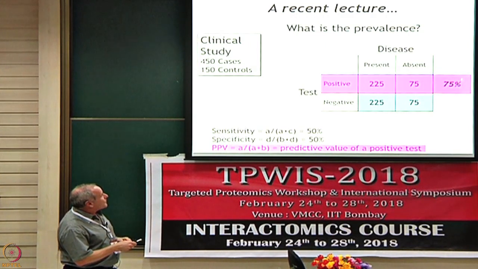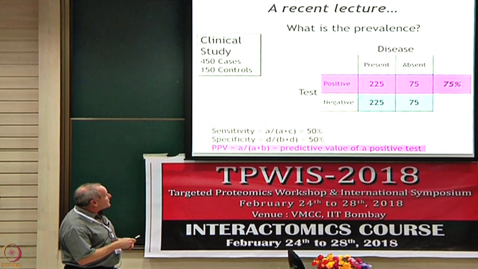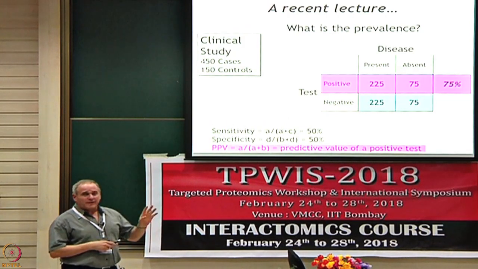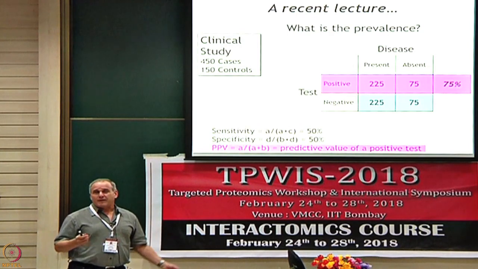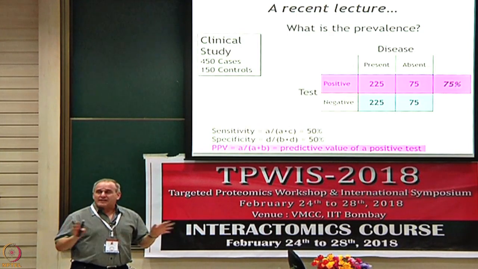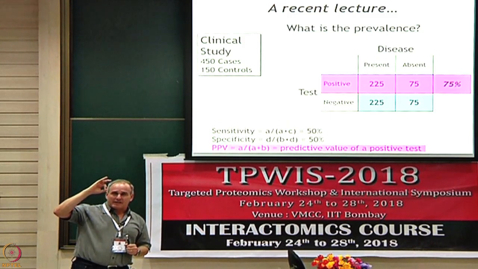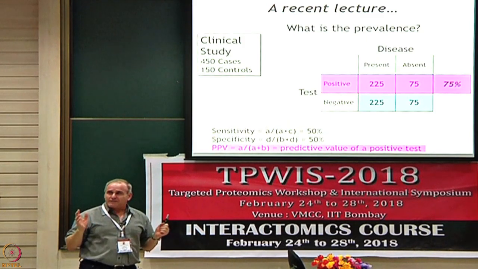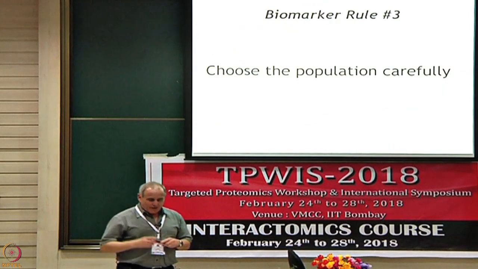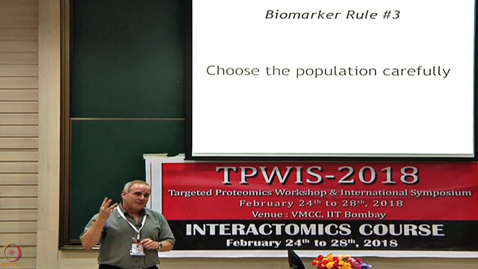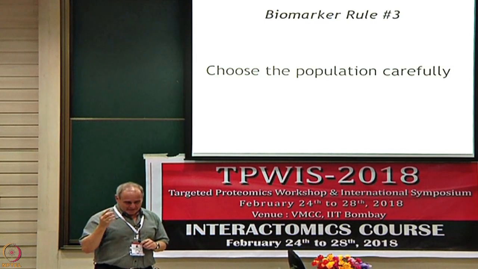And I looked at the numbers here, and it turns out that if the test were equally split between positive and negative, right? Half the time it's positive and half the time it's negative, he would have still had a predictive value of 75%. So he had to do nothing. The test had zero predictive value in a sense, and it would still have given him a positive predictive value of 75%. So it was a pretty lame presentation. Okay, so rule number 3, choose your population carefully, right?